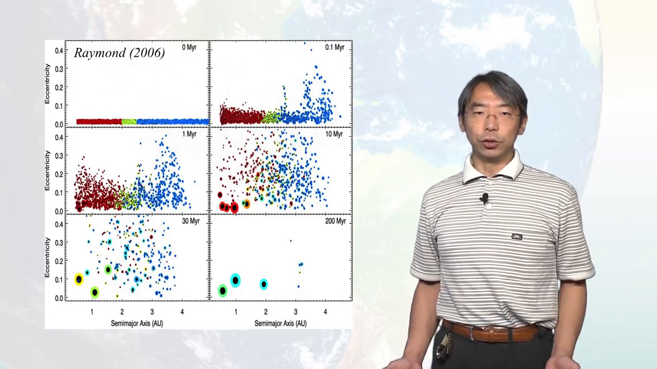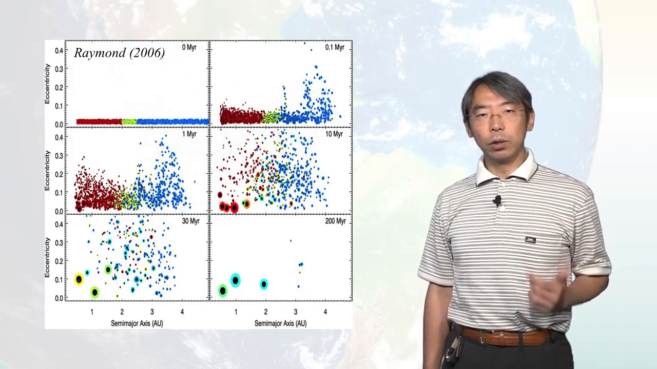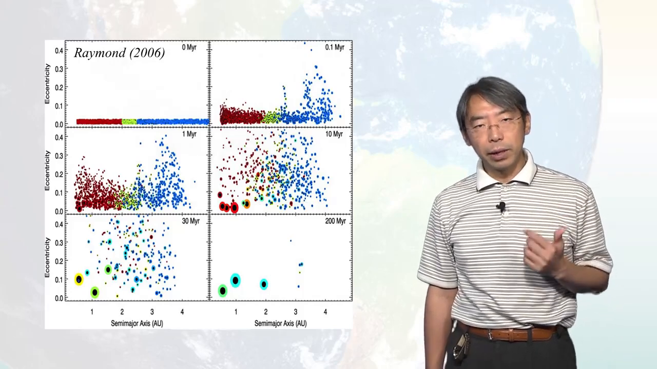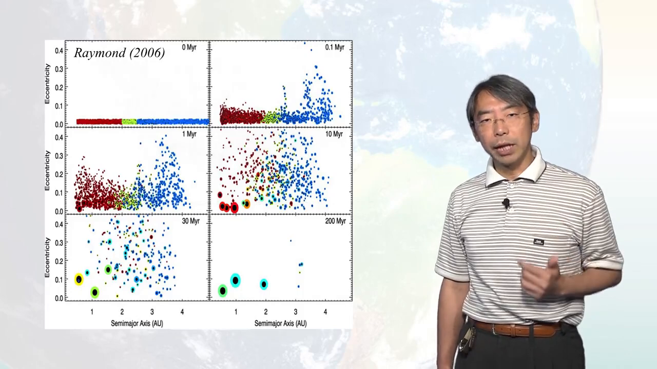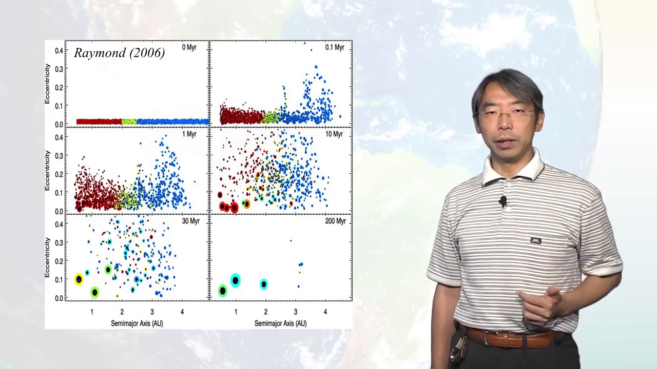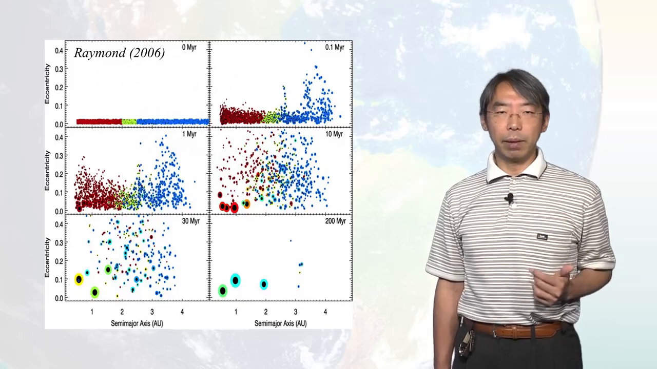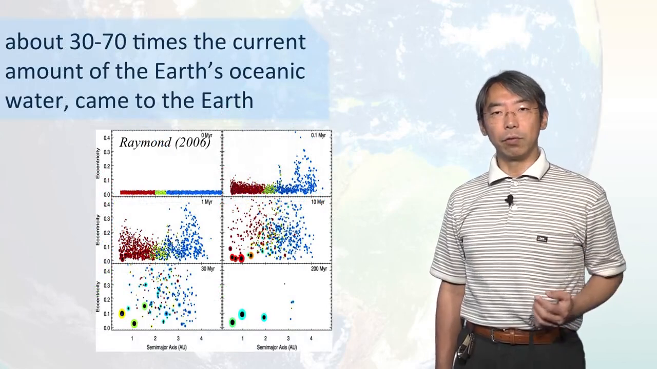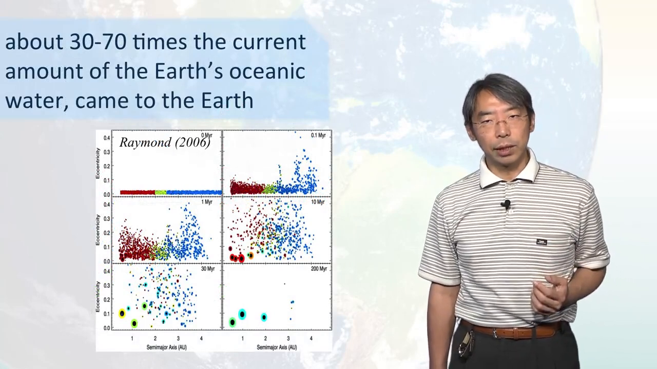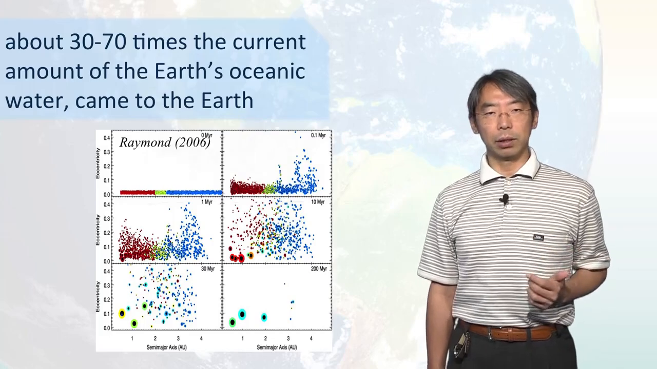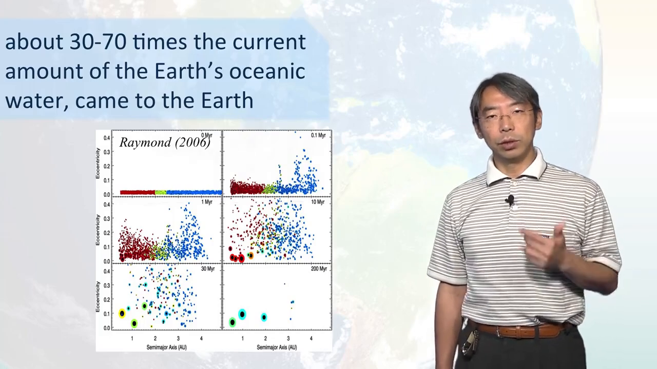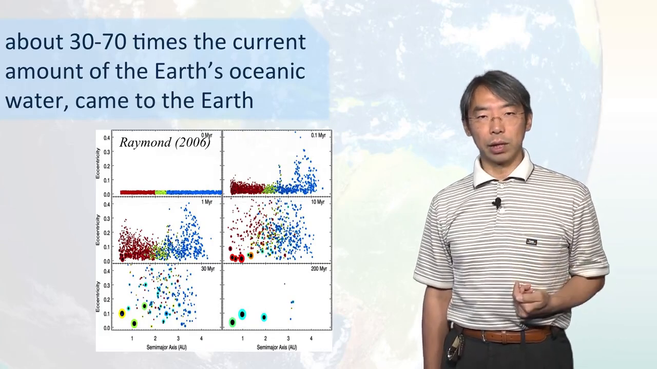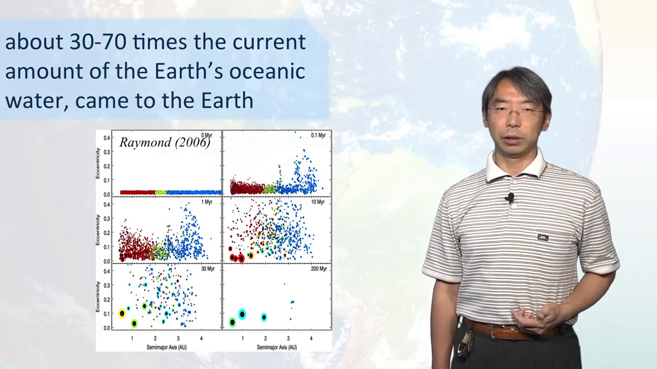From such simulations, we can see how much water was brought to the Earth by ice-bearing planetesimals due to gravitational interaction with Jupiter, which I mentioned previously. For example, according to this calculation, the result shows that a large amount of water, about 30 to 70 times the amount of Earth's oceanic water, came to the Earth.